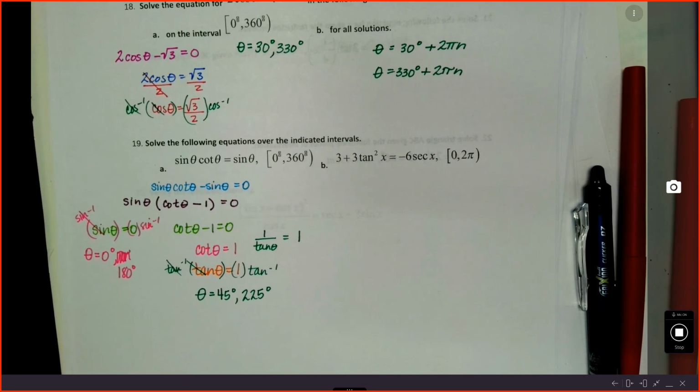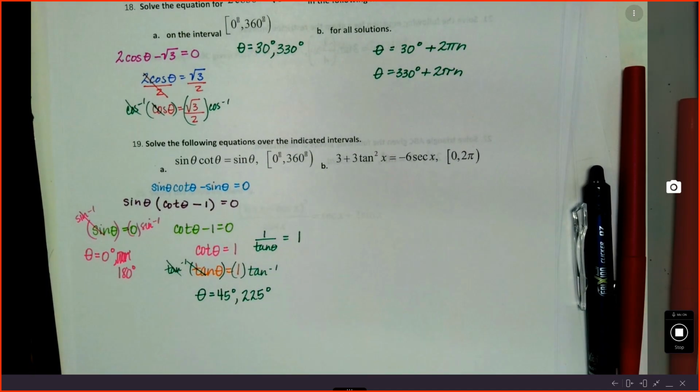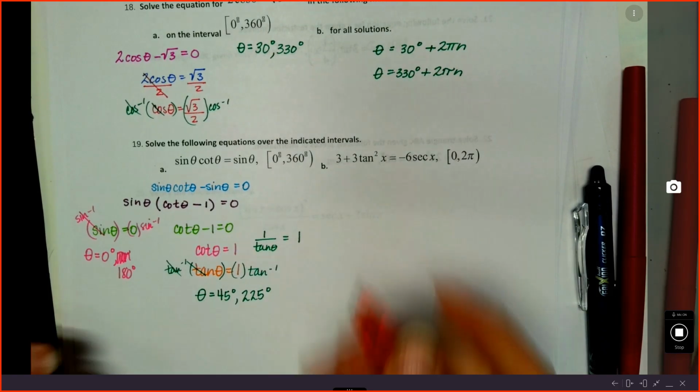Should we GCF the 3's out? We probably should, but before we do that, what do we need to do? I told you, first thing you should always do, move everything to one side.